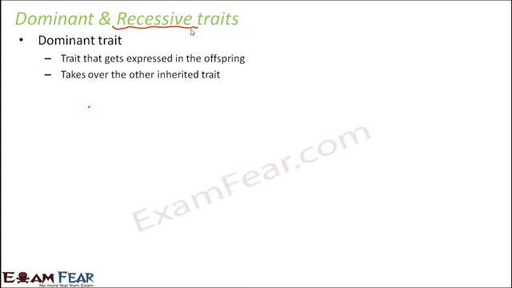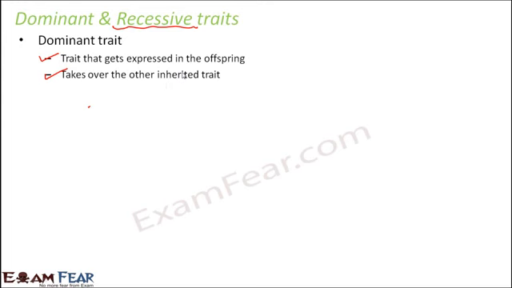Now we will talk about dominant and recessive trait. The word dominant I have been using for quite some time in the previous slides also. Recessive is going to be a new term now. So let us see what these traits are. A dominant trait, as the name says, is dominant, it is more powerful. It is the trait that gets expressed in the offspring. It takes over the other inherited trait.